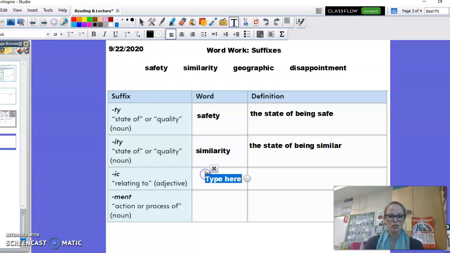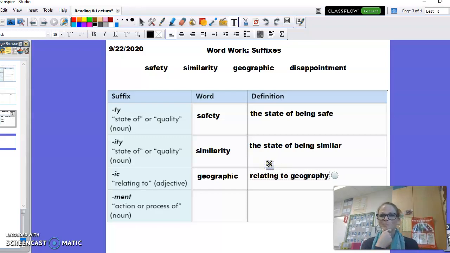So let's add that word geographic here. And our definition would be relating to geography. All right. So geographic studies, if I'm in school and I'm taking geographic studies, then that is relating to geography, all right, relating to the study of the earth.